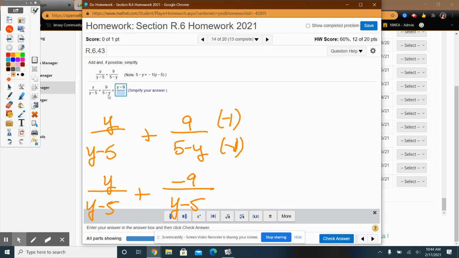Because if you want to change the order of those denominators from y minus 5 to 5 minus y, those are actually opposites. You have to multiply by negative 1.